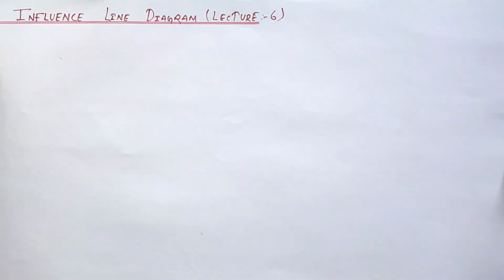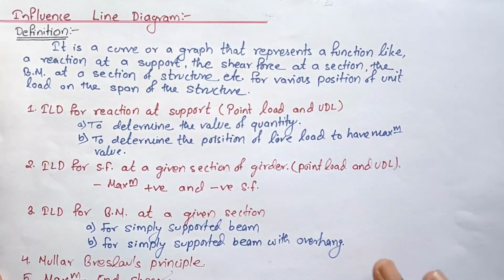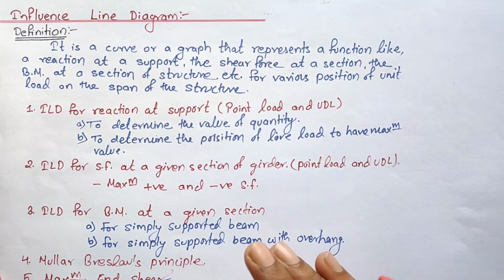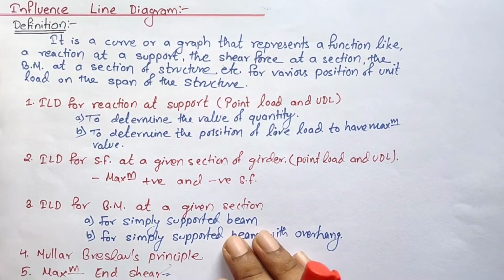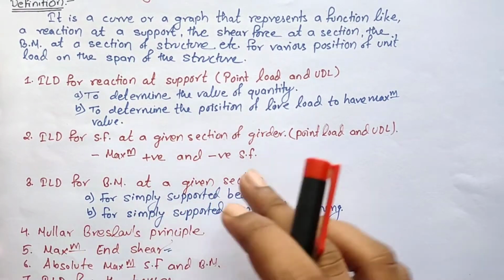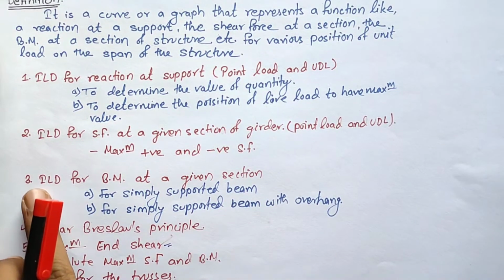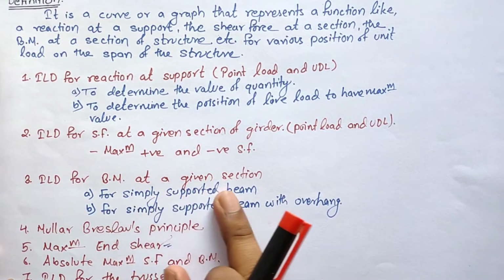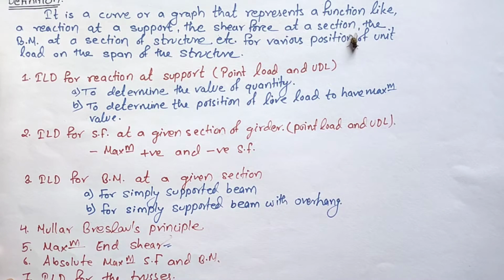You will have the link of each and every video in the description, and I have created a separate playlist so that you can easily access those videos. If you watch those videos, you will come to know how to calculate the ordinates at different positions under the loadings. We have studied up to the second point, and today I will be starting the third point, that is influence line diagram for the bending moment at the given section for the simply supported beam as well as the simply supported beam with overhang.